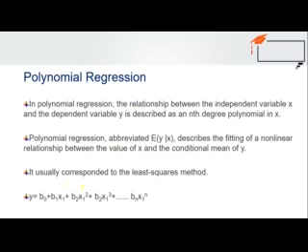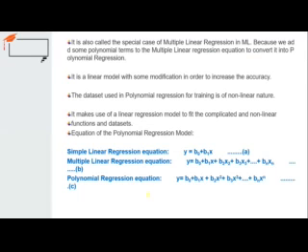It usually corresponds to the least squares method, that is y is equal to b0 plus b1 x1 plus b2 x1 square plus b3 x1 cube and so on. So we are going to use this formula for polynomial regression. Moreover, it is also called a special case of multiple linear regression in machine learning. At last we will discuss some of the applications of polynomial regression.